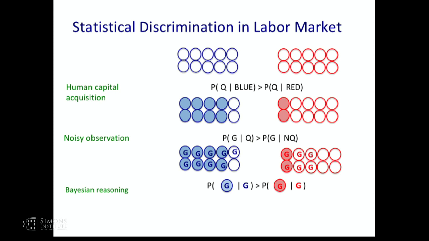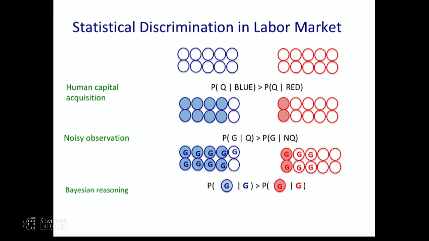If the firm is just a rational agent doing Bayesian reasoning, it's going to calculate the probability that, given a blue person who has received the good signal, this blue person is actually qualified for the skilled job. Similarly, given a red person who has received the good signal, what's the probability that this red person is qualified for the job? Because of the way I set up this simple model, there are initial distribution differences, and it's more likely for a qualified person to receive a good signal. By Bayes' rule, we can conclude that if it's a blue person with a good signal, the probability that this person is qualified is higher than for a red person with exactly the same signal.